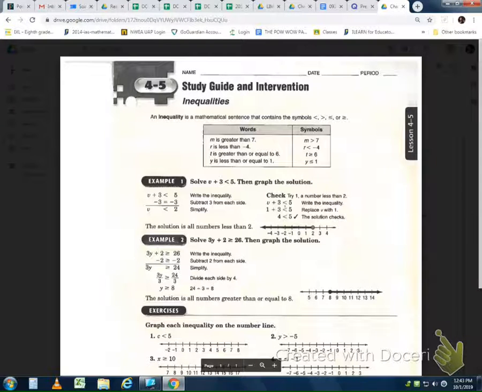This lesson, I'm going to call it IN2 Inequalities. This one is dealing with inequalities and graphing. So what we're going to have to do is go from the study guide sheet to a whiteboard, and I want you to write this down so that you have it in your notes.